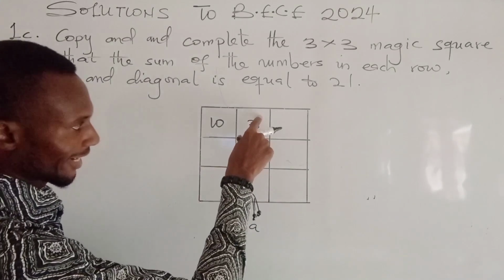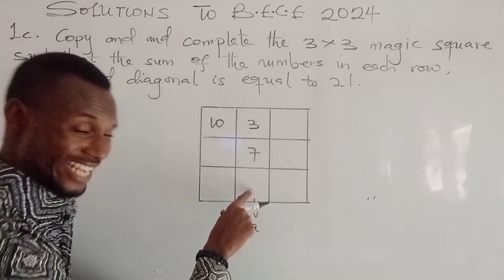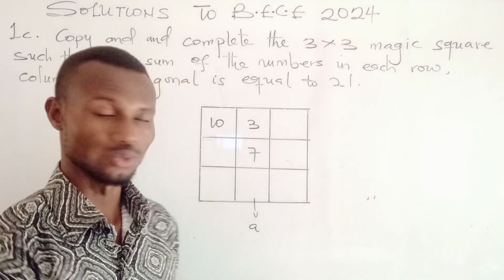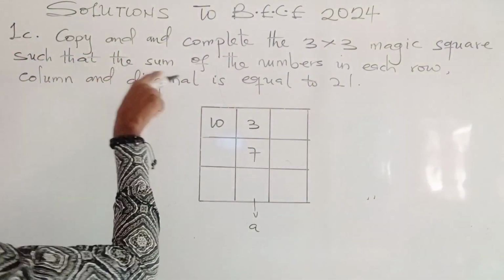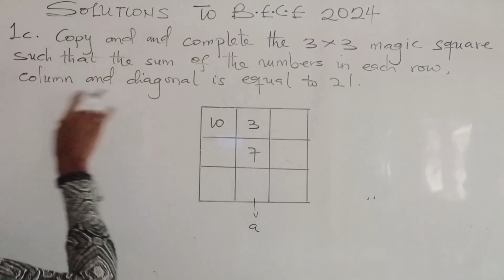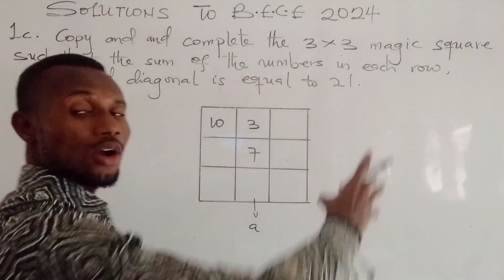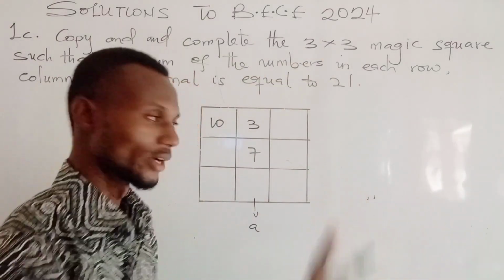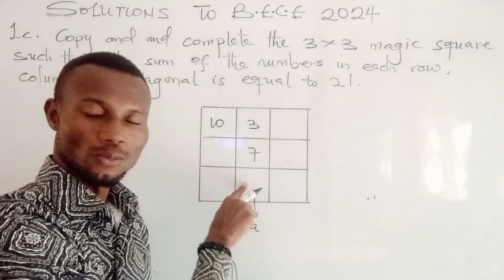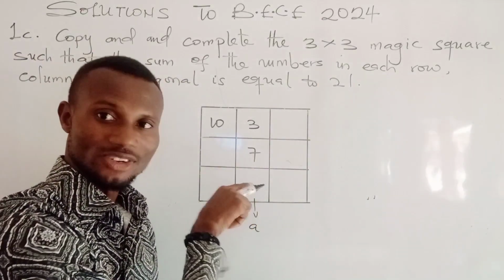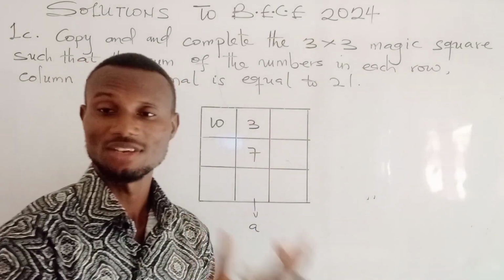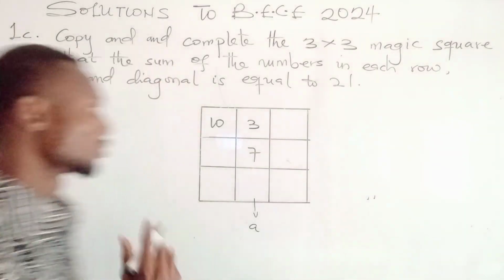So meaning that the 3 plus the 7 plus the A should give me 21. I've explained to you that the sum of the numbers in each row, column and diagonal is equal to 21. So when we take this 3, add it to the 7, plus the value which we don't know and have represented by a variable A, it's supposed to give us 21. So let's go ahead and do that.